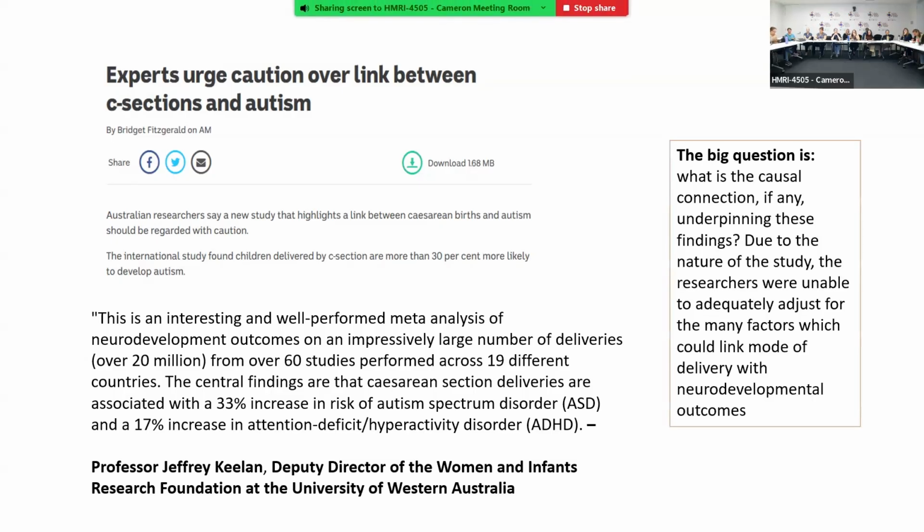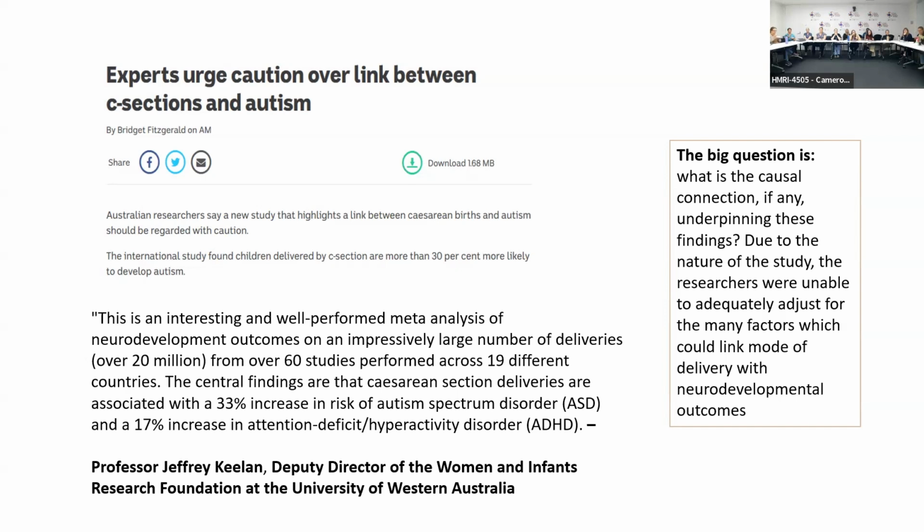But what that doesn't tell us is what is the causal connection. So this review, whilst it was a systematic review and they did all the right steps, it didn't have the level of data you need to determine causation. So we all know correlation doesn't equal causation. In this study, the authors acknowledge that in the paper.